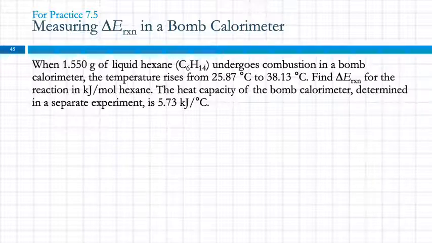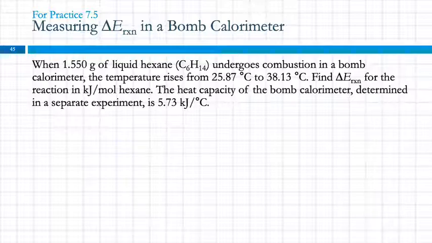So when 1.55 grams of liquid hexane undergoes combustion in a bomb calorimeter, the temperature rises from 25.87 degrees Celsius to 38.13 degrees Celsius. Find delta E reaction for the reaction in kilojoules per mole of hexane. The heat capacity of the bomb calorimeter, which was determined in a separate experiment, is 5.73 kilojoules per degree Celsius.